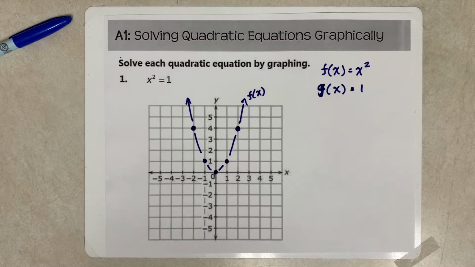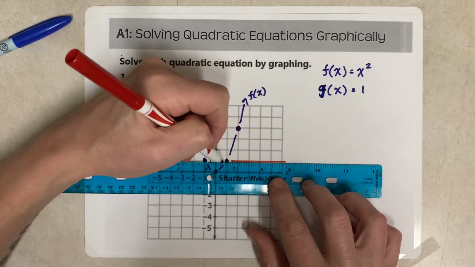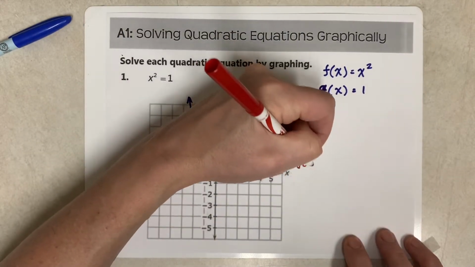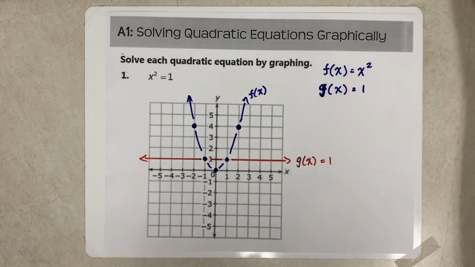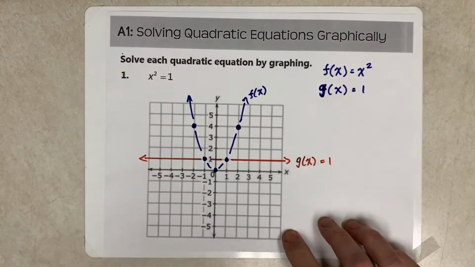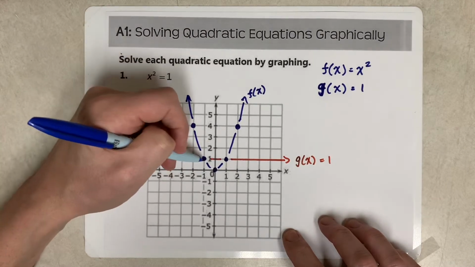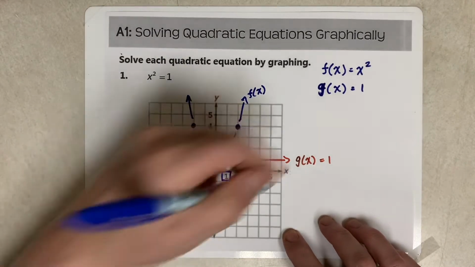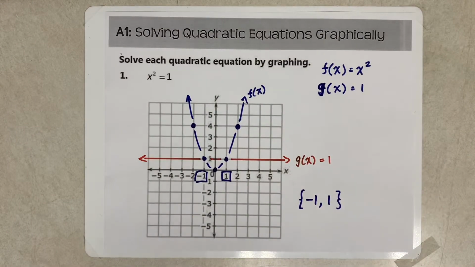g of x is a constant line of 1, which means it's going to be a horizontal line that goes through the y value of 1, and it's going to look like this. So that would be g of x equals 1. Now we want to figure out where the two curves meet, and we see that they meet here and here. When you solve the quadratic equation, all you need are the x values where they meet. They meet at the x value of -1 and at the x value of +1. So we would say -1, 1 in curly brackets, because it's a solution set.